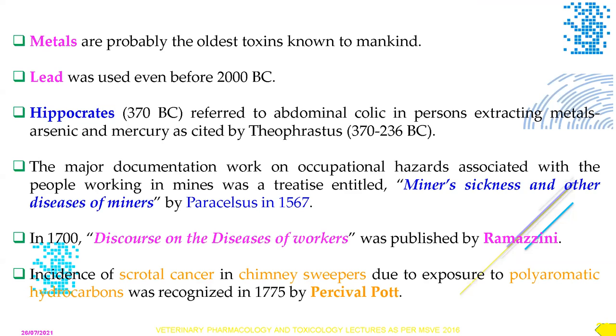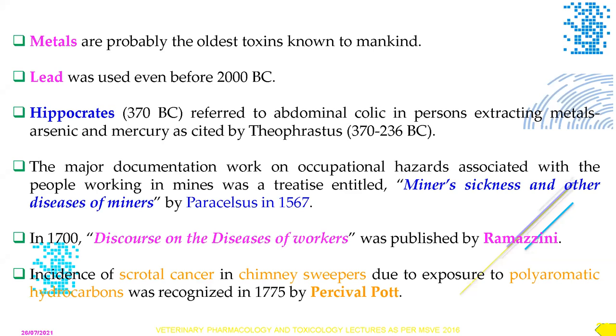Hippocrates, considered to be around 3700 BC, especially referred to abdominal colic in persons extracting metals. Arsenic and mercury were the culprits. Theophrastus, 370 BC to 236 BC, also noticed that arsenic and mercury are poisonous. So both Theophrastus and Hippocrates found that heavy metals are poisonous to humankind.